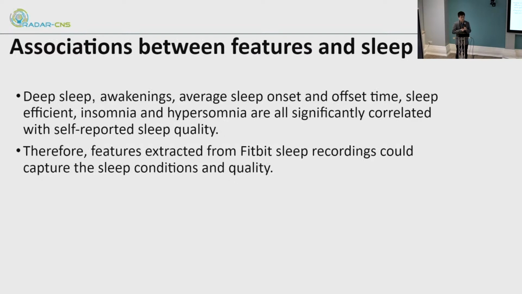And we found that several sleep features such as deep sleep awakenings, sleep deficient, insomnia, and hypersomnia are all significantly correlated with the self-reported sleep quality, that is the sleep subscore in the PHQ-8. Therefore, it illustrated that the features extracted from the Fitbit sleep recordings could capture the sleep conditions and qualities.